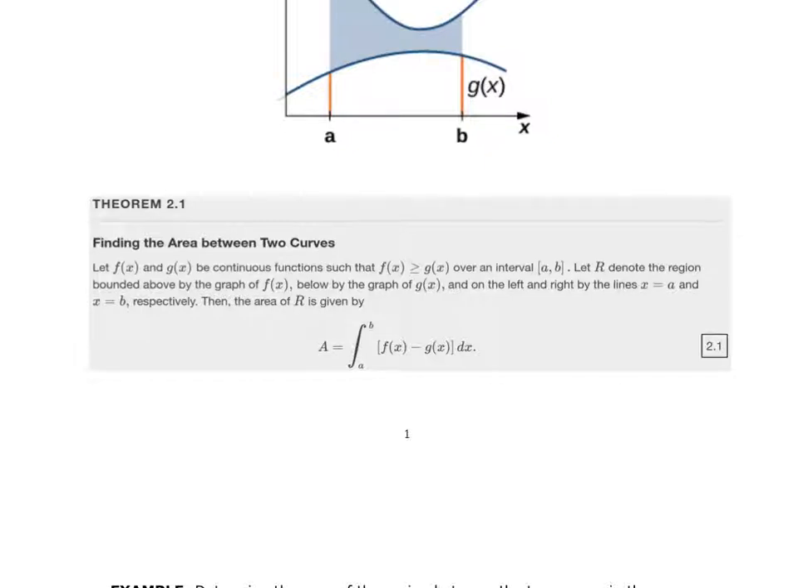I can do it individually. I can rewrite this if I'm inclined, but I probably wouldn't be. I can rewrite this as the integral from a to b of f of x dx minus the integral from a to b of g of x dx. So I can write it by distributing the integral through, or if I can algebraically clean it up first before I integrate, I will do that. So I can do it just by the subtraction, or I can break it apart individually.